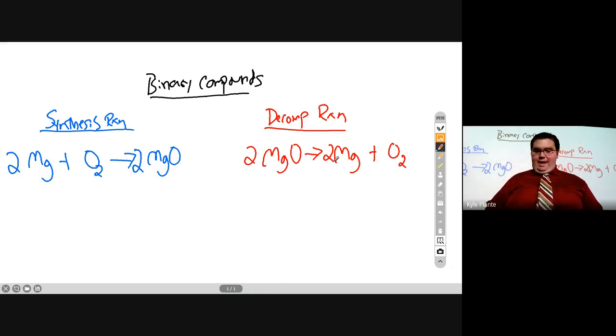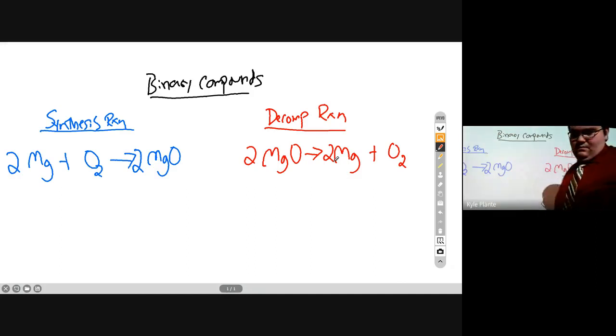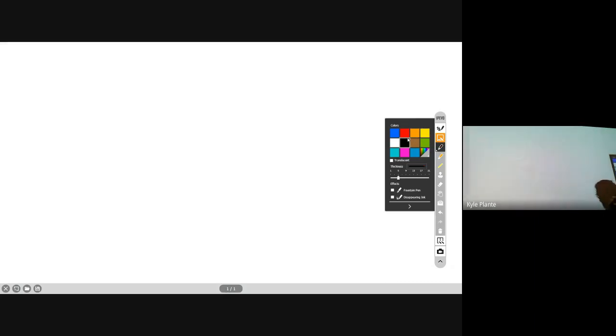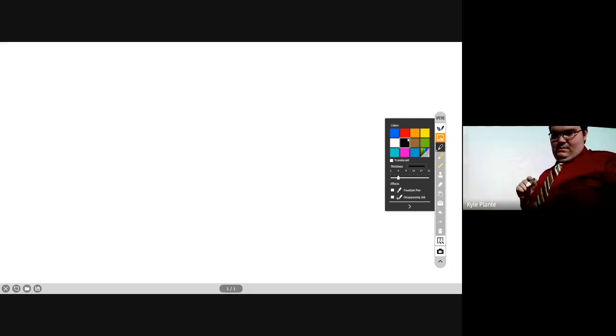But we also have different types of reactions. Some special cases that signal synthesis or decomposition. So the first special case we want to talk about is when you have metallic oxides.